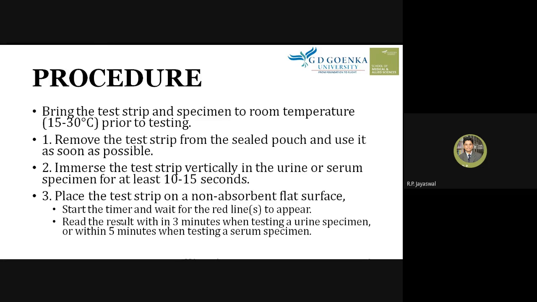So we'll start a timer, and we can see at what period of time we can see the red line. Read the result within 3 minutes when testing a urine specimen. So within 3 minutes of the start of the timer, we have to read the results. For a urine sample, 3 minutes, and for a serum sample, you have to read within 5 minutes. Okay. So this is the timing given.